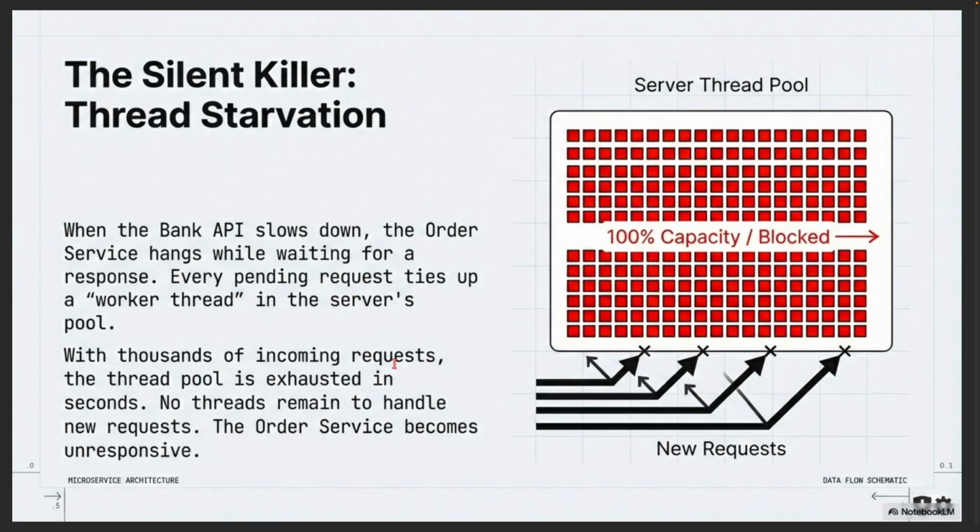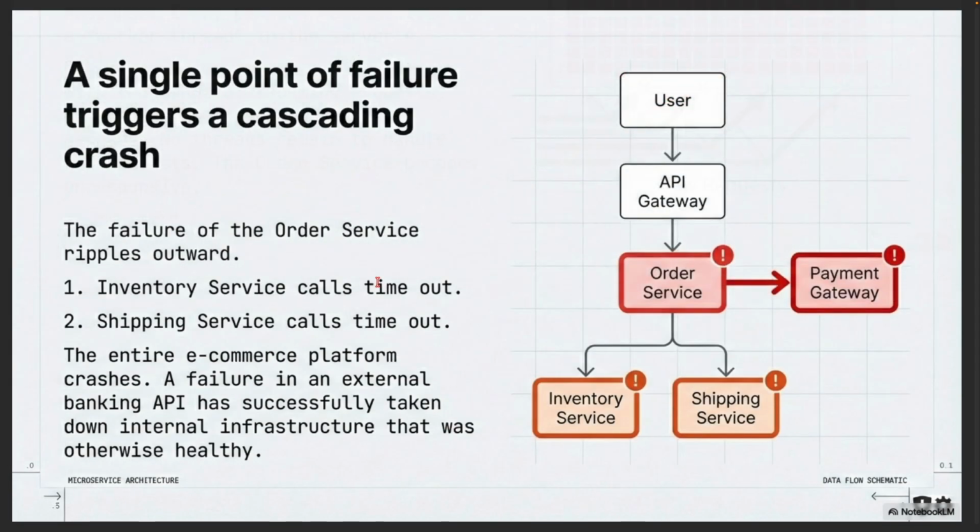So due to that, with thousands of incoming requests, the thread pool will get exhausted and there will be no thread to handle the new request. So that order service becomes unresponsive. Okay, so now here the order service, we can say, is in an infected state. Now whatever services try to communicate with it will also become unresponsive.